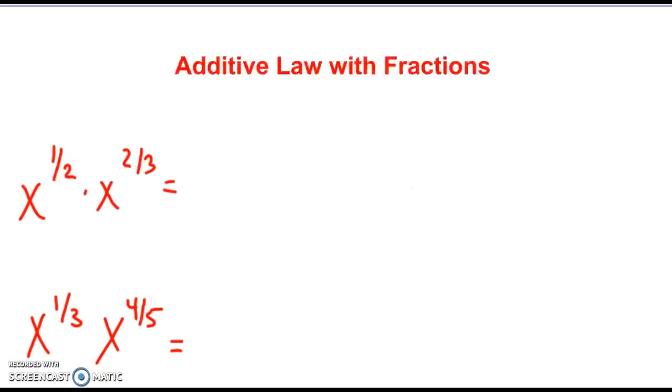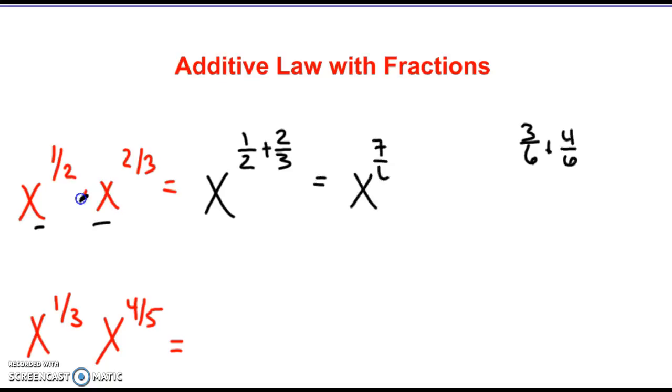If I had x to the 1/2 times x to the 2/3, this is a multiplication symbol and the bases are the same. Therefore, I know it's x to the 1/2 plus 2/3. Then all I need is a common denominator, so off on the side, I'm going to get 3/6 plus 4/6. So my answer is x to the 7/6. You want to leave your fractions improper because this just starts to look very confusing. Do not make it a mixed number, please.